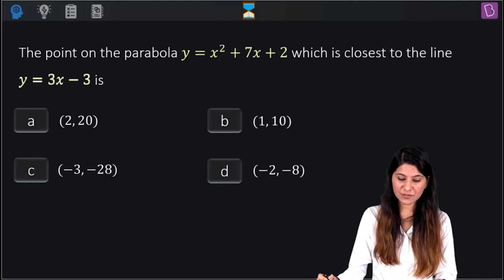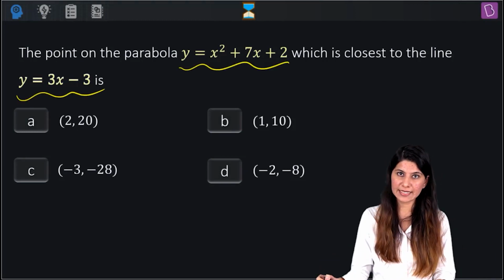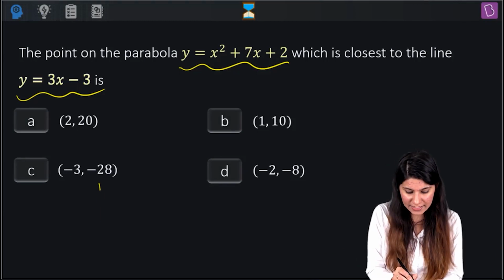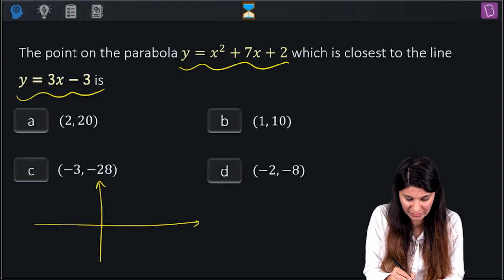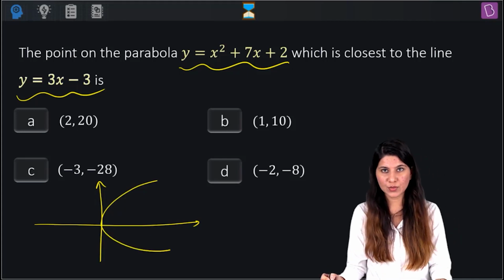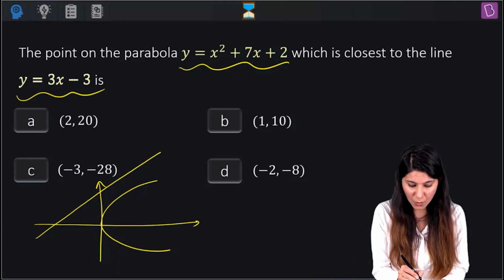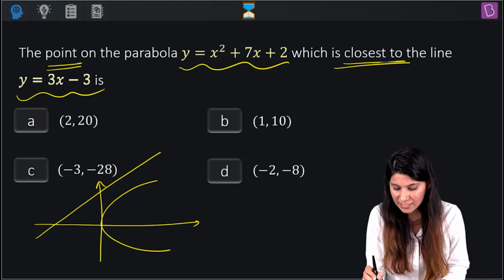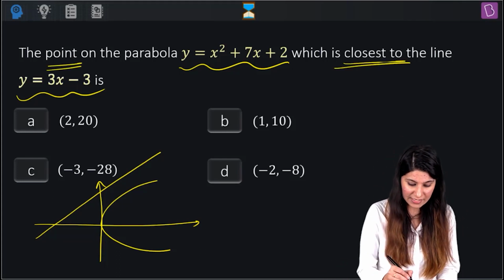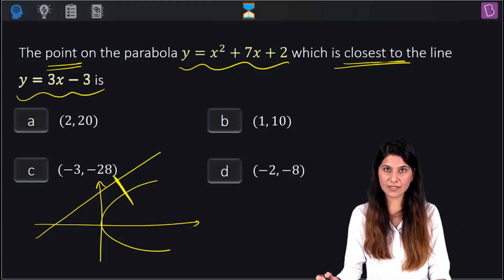In this question, we need to figure out the point on this parabola which is closest to this line. Let's just try to understand the situation roughly. Let me take any parabola, let's say y square is equal to 4ax, a rightward opening parabola, and we have a line corresponding to that. And since the point on the parabola is closest to this line, that means this distance would be what? Shortest distance, right?